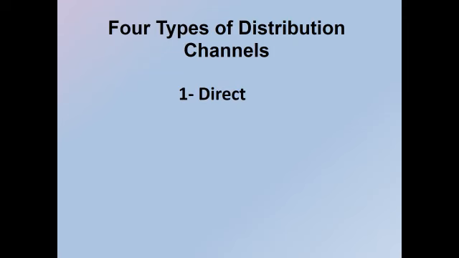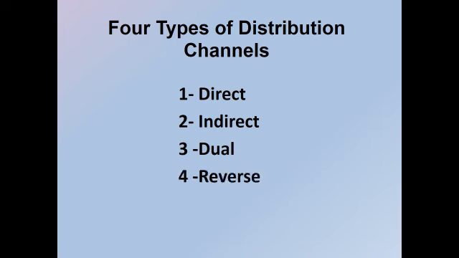Let's look now specifically at the types of distribution channels. There are 4 types. The first one is direct. The second one is indirect. Third would be dual. And fourth would be reverse.